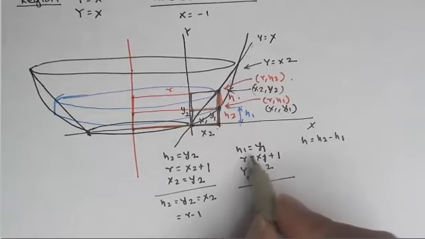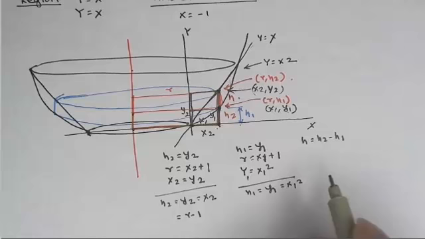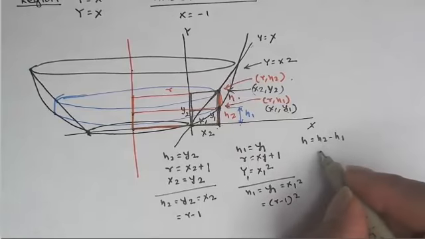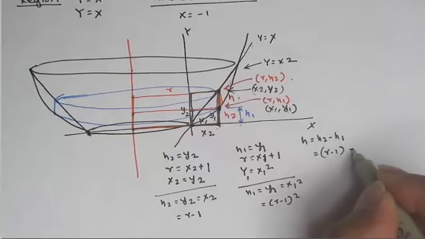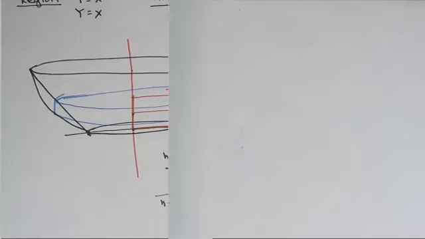Let's see, h1 equals y1. y1 is x1 squared. And again, if I move 1 to the other side, x1 is r minus 1. So this is (r minus 1) squared. So h, which is h2 minus h1, is r minus 1 minus (r minus 1) squared.